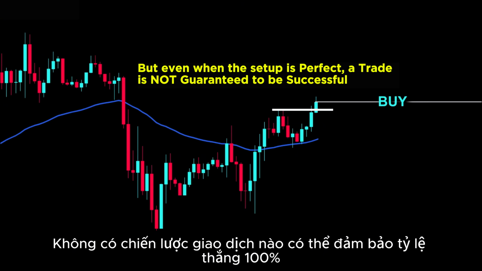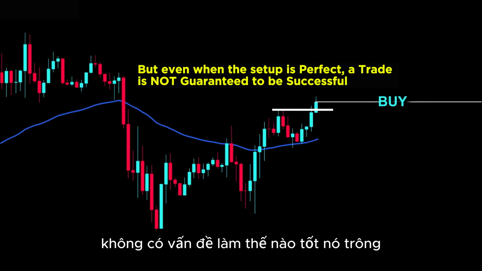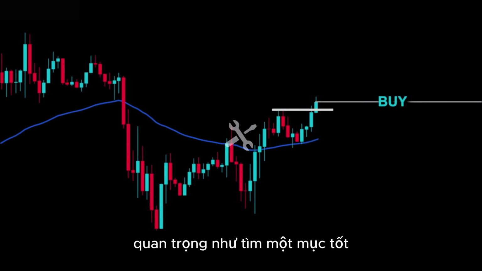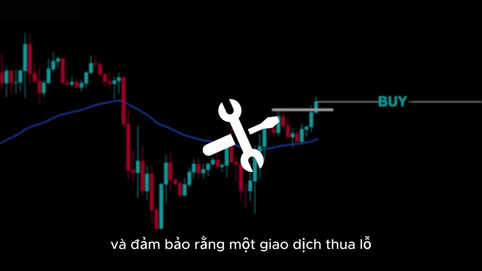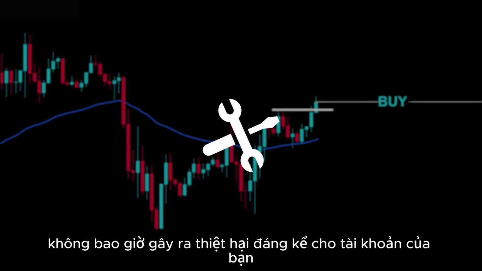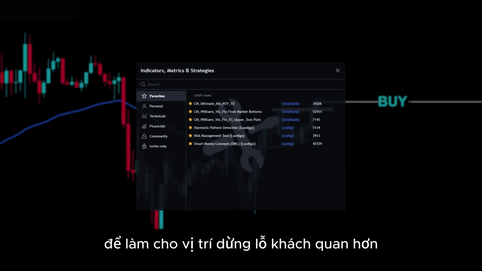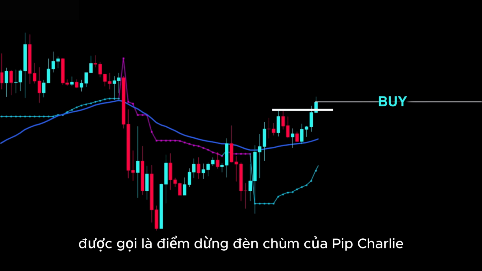No trading strategy can guarantee a 100% win rate, no matter how good it looks. That's why proper risk management is just as important as finding a good entry. A well-placed stop loss protects your trading capital and ensures that a single losing trade never causes significant damage to your account. To make stop loss placement more objective, we'll use one additional indicator called Chandelier Stop by Pip Charlie.